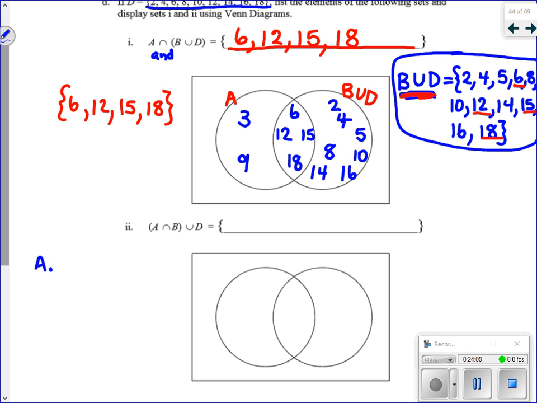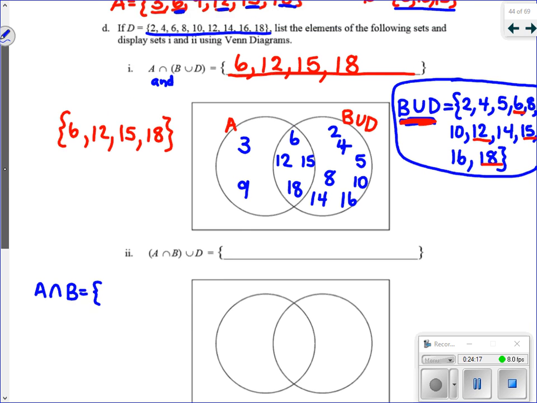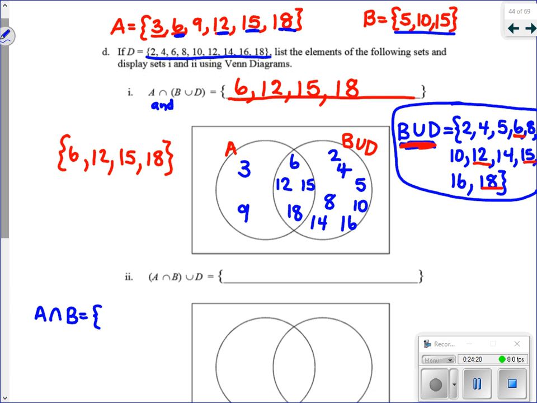So A intersect B. Okay, so intersect means it's in A and it's in B. So look back at our sets here. What elements are in A and in B? Oh, there's only one element that is in A and B, and that's the element 15. Okay, remember it is possible to have a set with only one element in it. So when we label this here, this is where it's in A and B, that's 15.